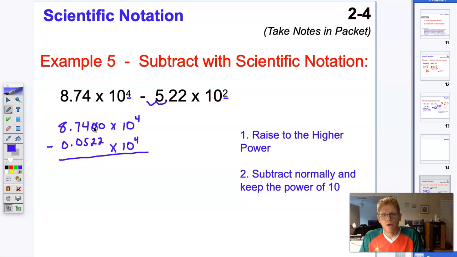So I've got to borrow 1 from this to make this a 10. Well, I can't borrow anything from that until I borrow from here. And then now I've already borrowed 1 from that. That gives me 9. So I'll have 10 minus 2 is 8. 9 minus 2 is 7. I've got to borrow 1 more to turn that into a 13. That's going to give me 8. I've got 6 and 8. So I wind up with 8.6878 times 10 to the fourth.